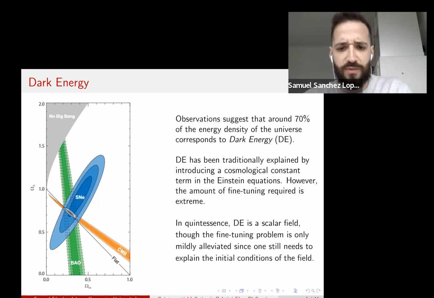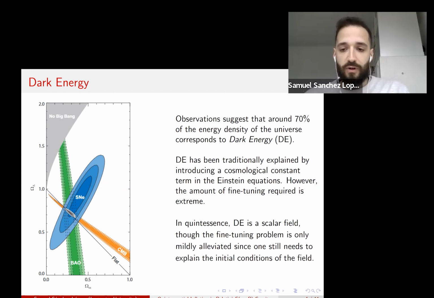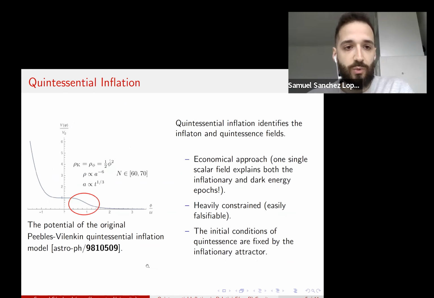And there have been many attempts to solve this. An important one is perhaps quintessence, which models dark energy as a scalar field, and many times just with a simple action, just like the one that I showed before for inflation. However, the problem of fine-tuning is just hidden away in the initial conditions of the field, which still need to be explained. And this is where quintessential inflation comes into play.